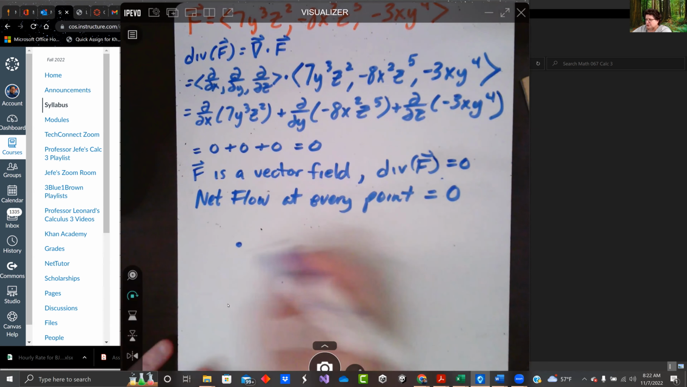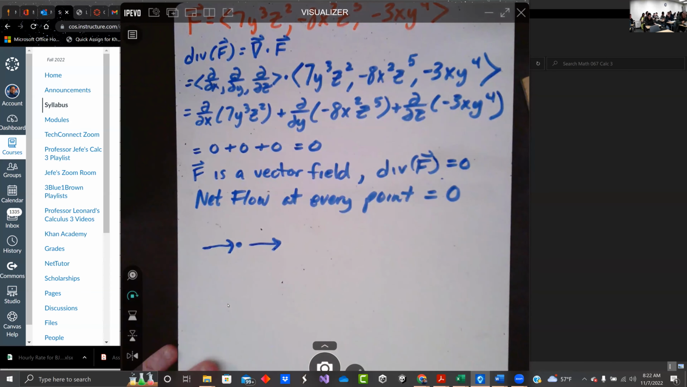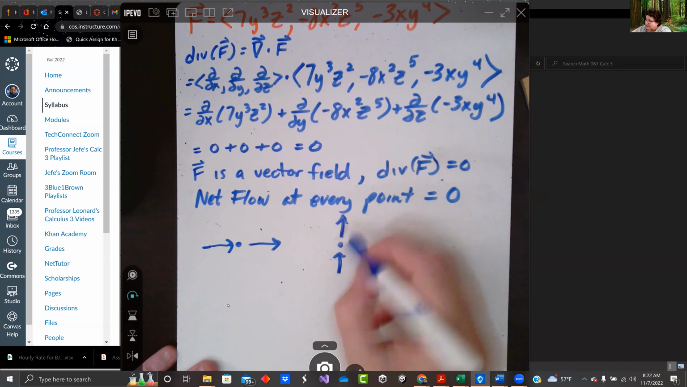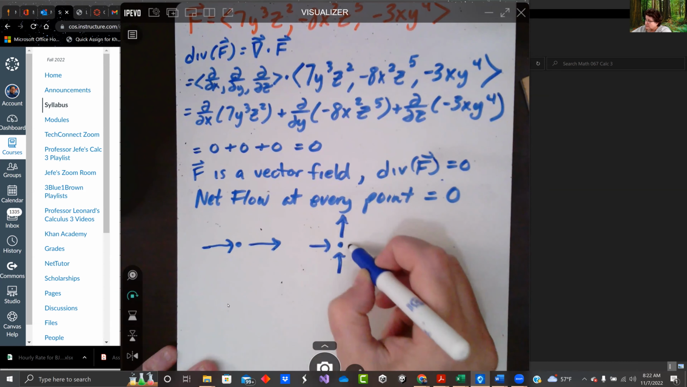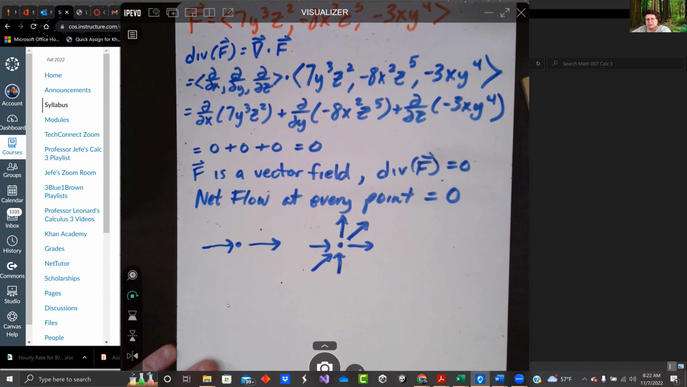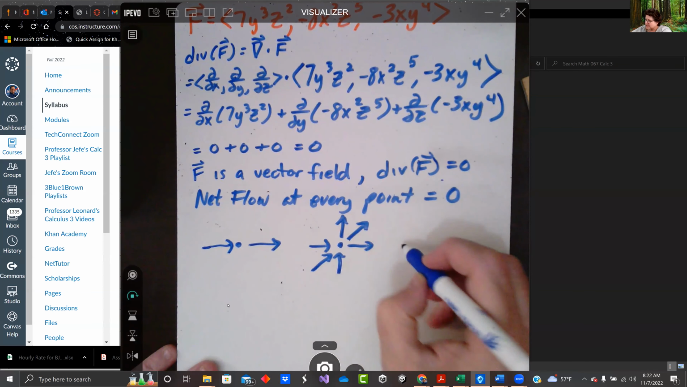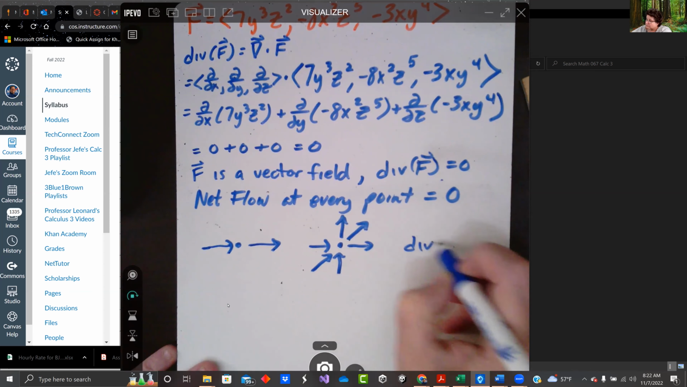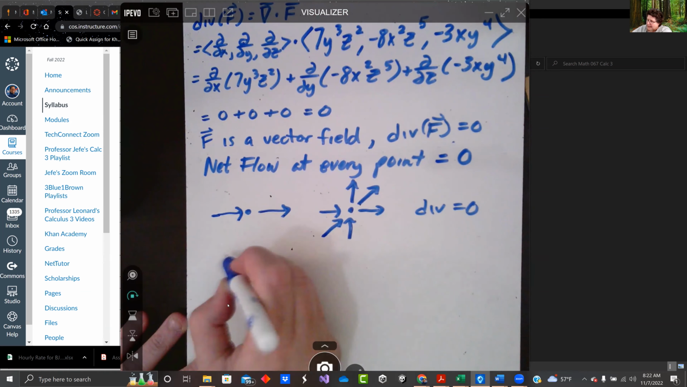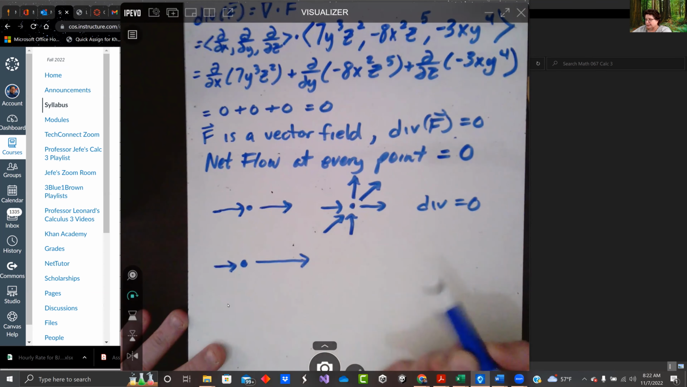So it could be like this. We could have flow just going in one direction and leaving in the same direction at the same amount. It could be going upward, and we could have a bunch going on. But as long as what is going into the point is the same as what's going out of the point, the divergence is going to be 0. If there is more coming out of a point, where the length of the arrow is the magnitude, than is going into the point.